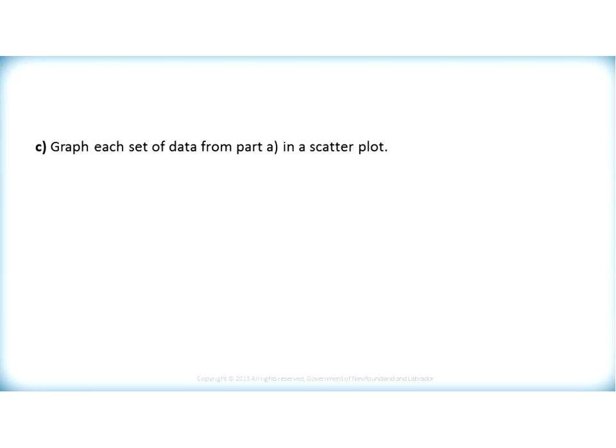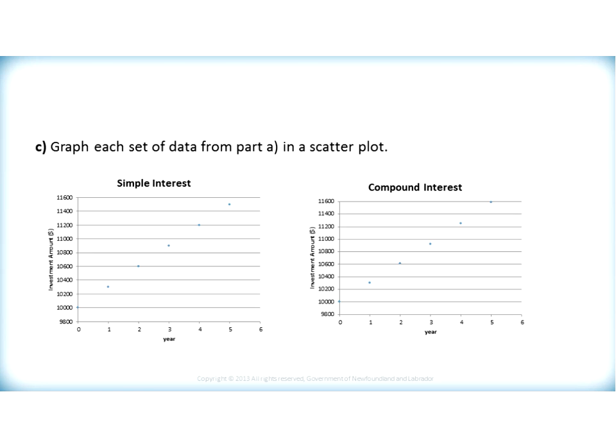So we're now going to graph each set of data from part A in a scatter plot. And once again, I did this using Excel. And we see our two graphs here. There's not much difference between them, as we can see here. And the numbers are a little different, but not by a whole lot.